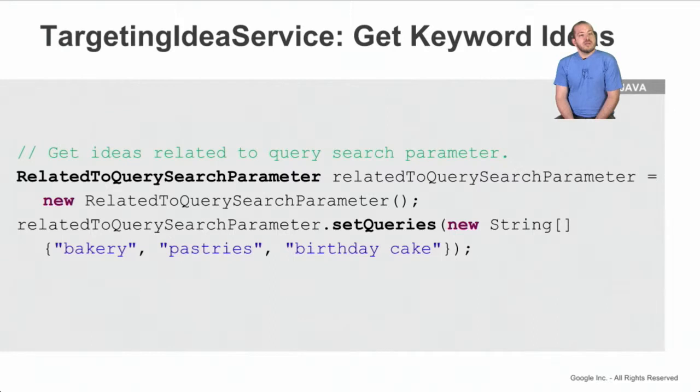And next, we create the search query parameters here. The related to query search parameter allows us to give it an initial set of keywords. We're saying the new keyword ideas that we want should be related to these existing queries. So given it's a bakery, we could start off with some ideas of our own. So bakery, pastries, birthday cake. You can add anything else there that you thought of or that the customer provided. And these will be your initial seed of keywords that the Targeting Idea Service is going to use to generate new ideas.